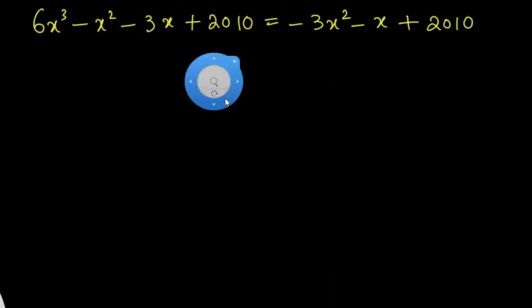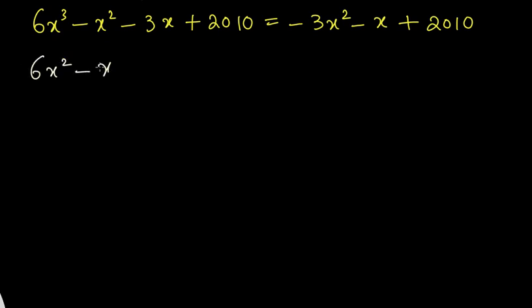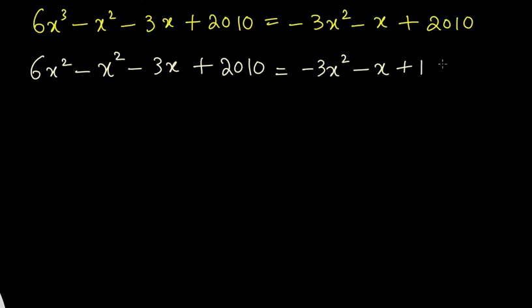So we have 6x cube minus x square minus 3x plus 2010 equal to, I will write this as it is, minus 3x square minus x. I can write this 2010 as plus 1 plus 2009, isn't it? So why did I write that plus 1 over there?